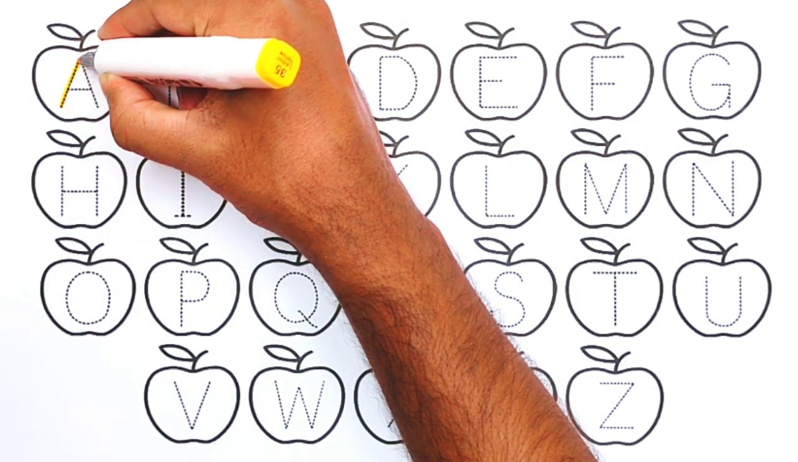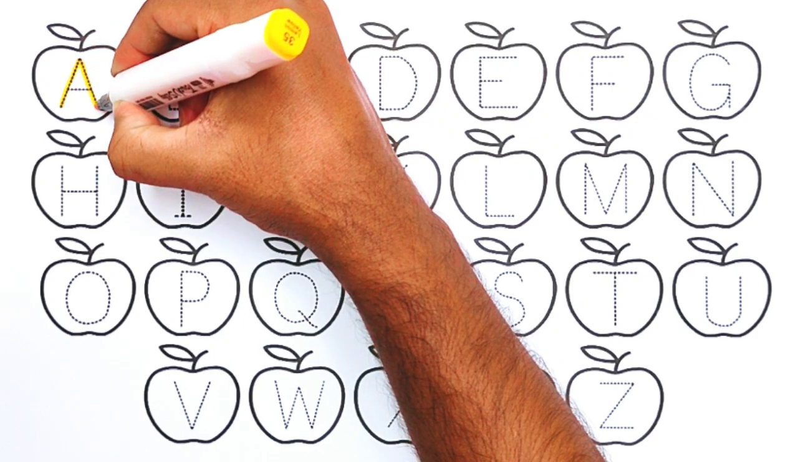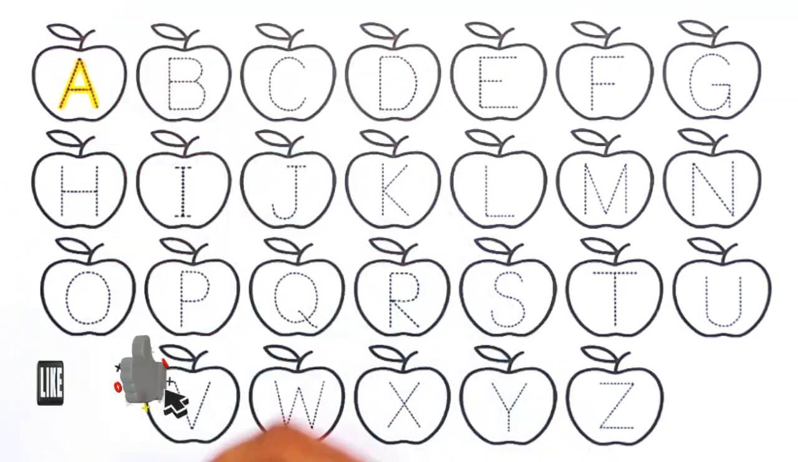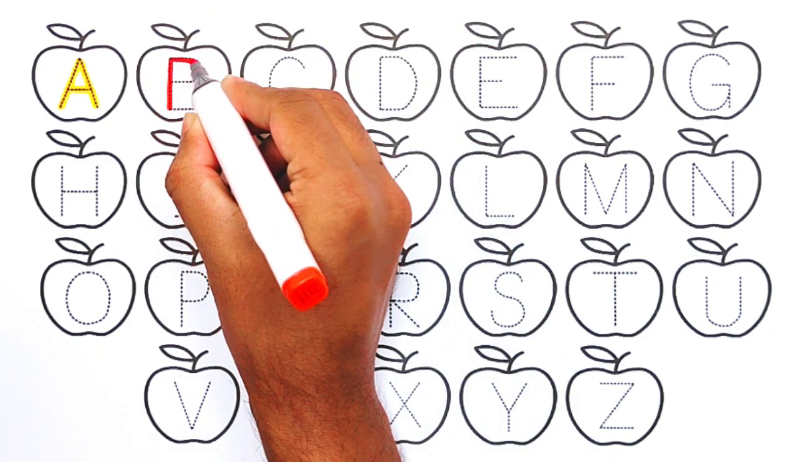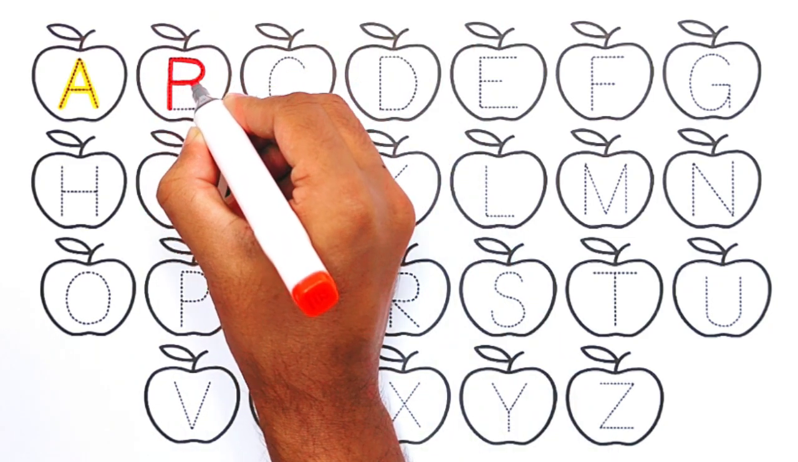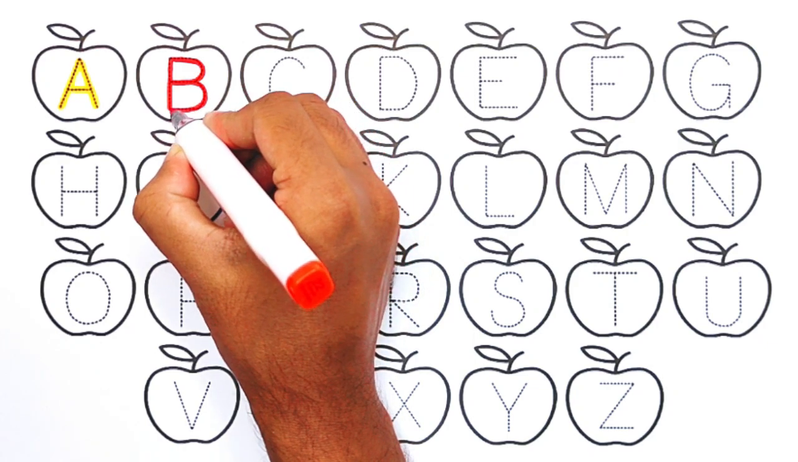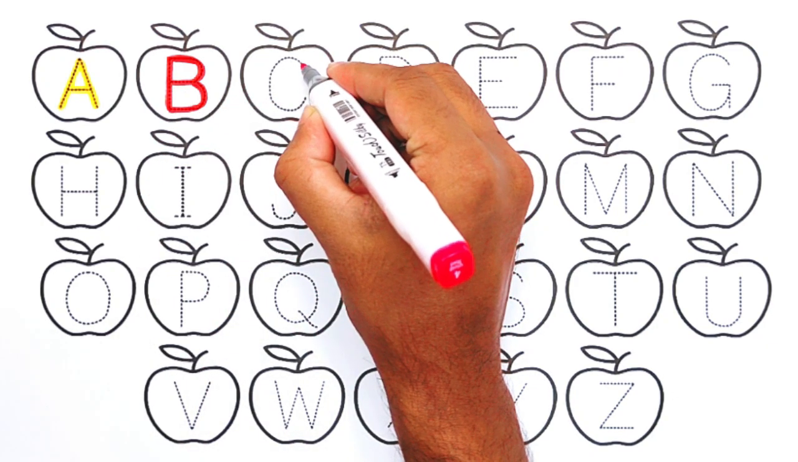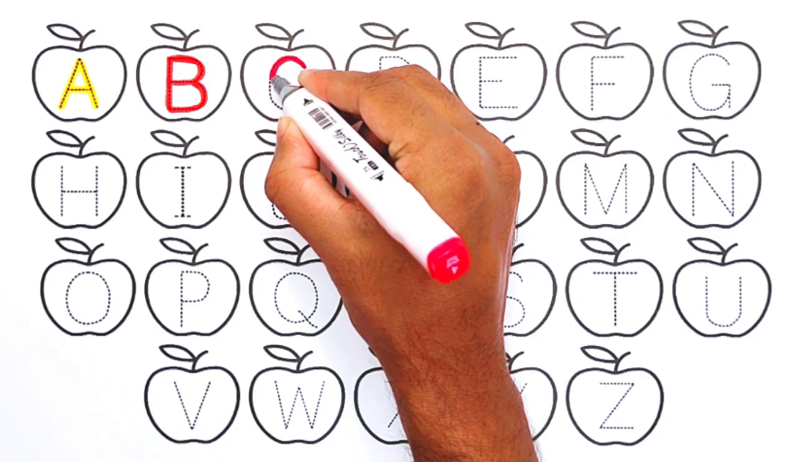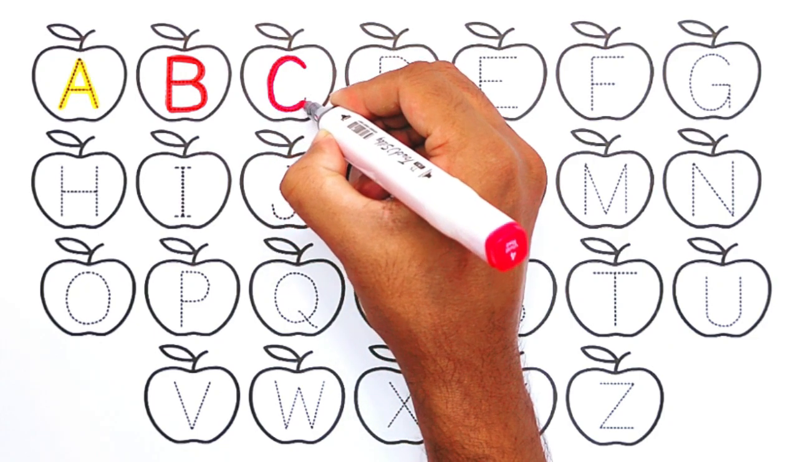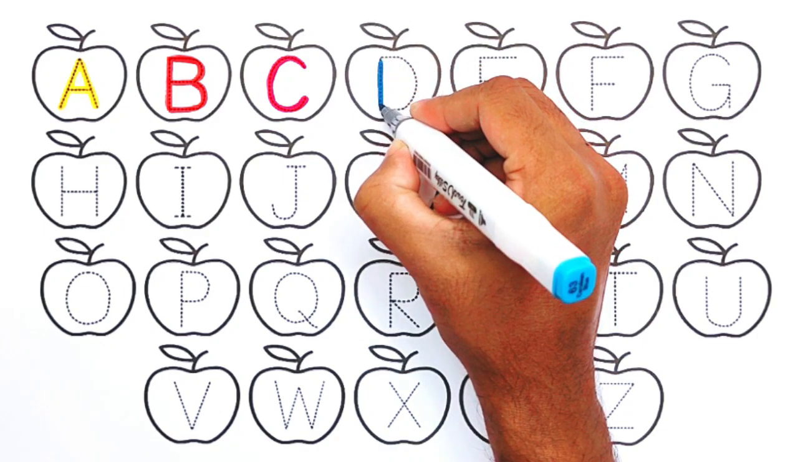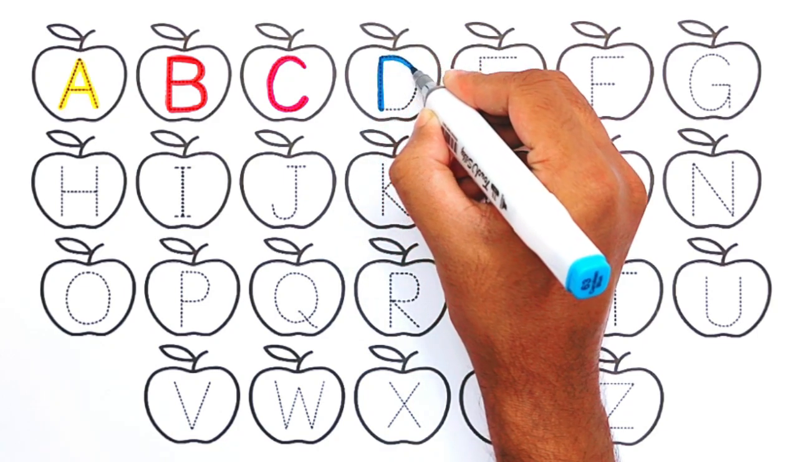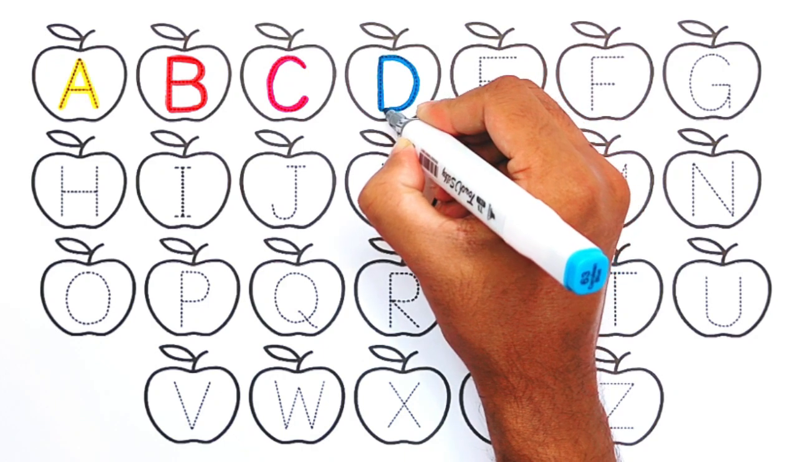A for aeroplane. B for bus. C for chili pepper. D for dolphin.